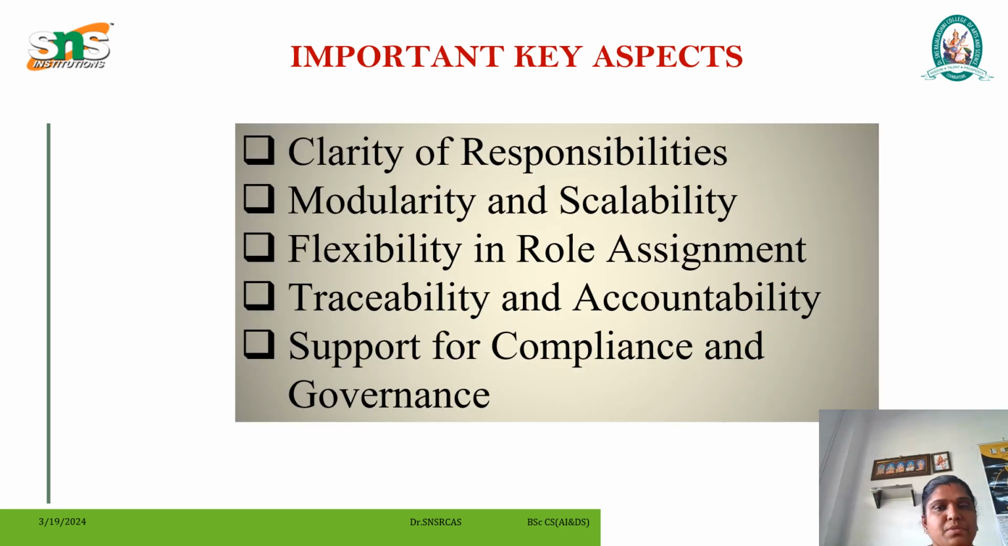Here we have traceability and accountability. Each action in the role action model is associated with one or more roles responsible for its execution. This promotes traceability as it becomes clear who performed a particular action and when it was executed. Additionally, assigning explicit roles and responsibilities fosters accountability, ensuring that individuals are held responsible for their actions within the system.